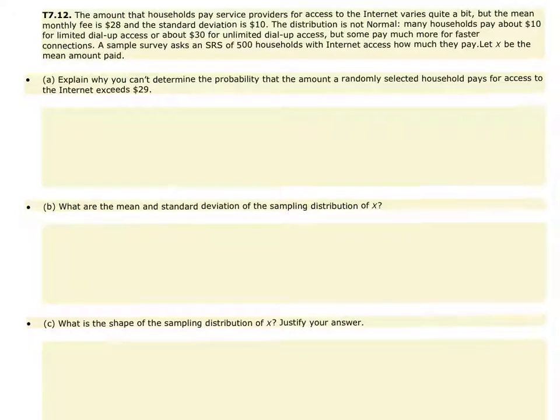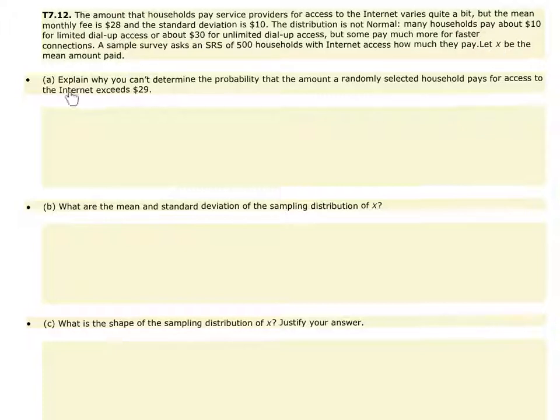Question 12. The amount that households pay service providers for access to the internet varies quite a bit, but the mean monthly fee is $28 and the standard deviation is 10. The distribution is not normal. Many households pay about $10 for limited dial-up access or about $30 for unlimited dial-up access, but some pay much more for faster connections. A sample survey asks an SRS of 500 households with internet access how much they pay. Let x-bar be the mean amount paid.